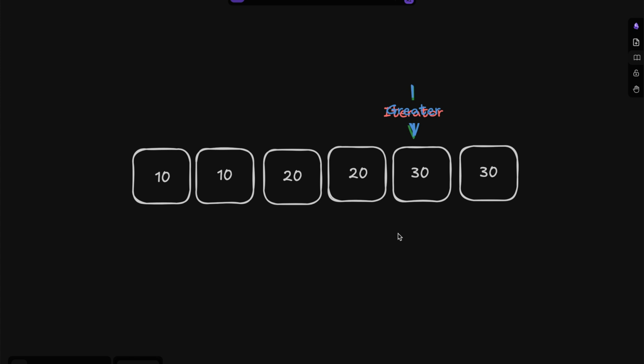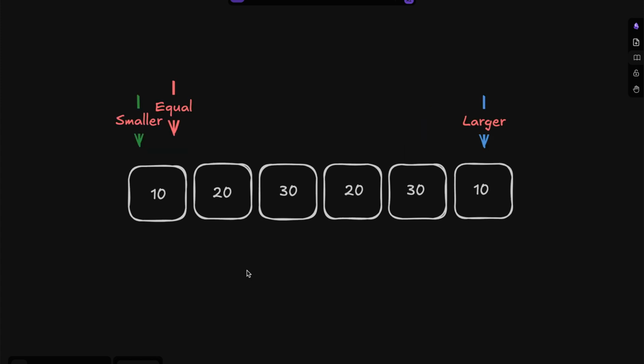So instead of performing two passes of the array, we can do it in one pass. Let's see how this is done. For the one pass approach, we will have three pointers or three iterators, that is smaller, equal and larger. We will use equal to move through the array. So at the start of each iteration, we will compare the value at the equal iterator.